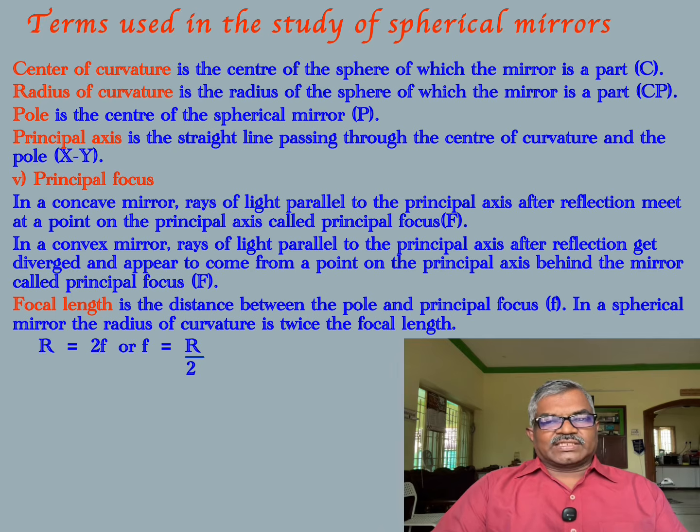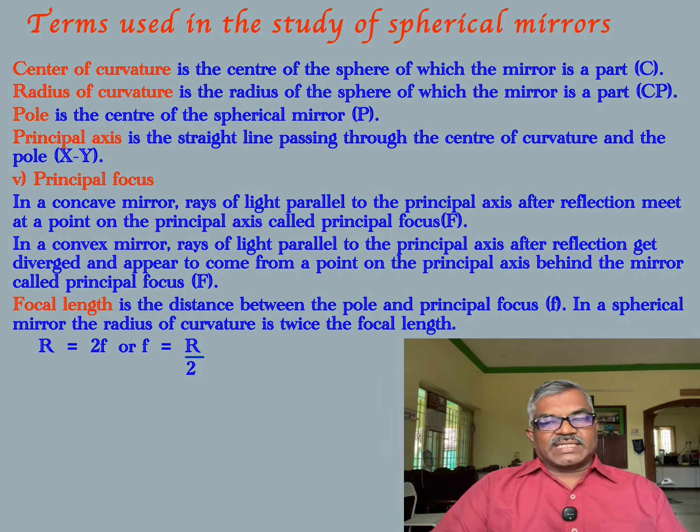The second one is radius of curvature. The radius of the sphere of which the reflecting surface of a spherical mirror forms a part is called the radius of curvature of the mirror. Next one is pole. The center of the reflecting surface of a spherical mirror is a point called the pole. It lies on the surface of the mirror. The pole is usually represented by the letter P.